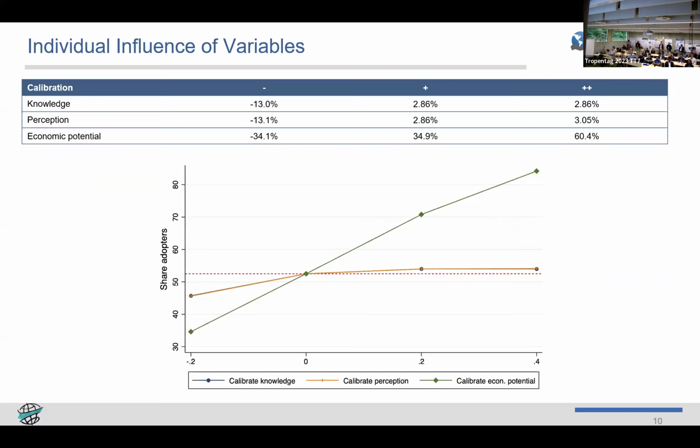Here we can see the outcome in a graph. I think it's a better overview to understand what's happening here. We have our base model, which is the red dotted line. And for the calibrated knowledge and calibrated perception, we can see that they are increasing in the beginning. So if we increase these variables, the share of adopters is increasing, but at some point it's slowing down and we have some kind of plateau effect. But for the economic potential, we can see that it's increasing more drastically and also for a longer time.